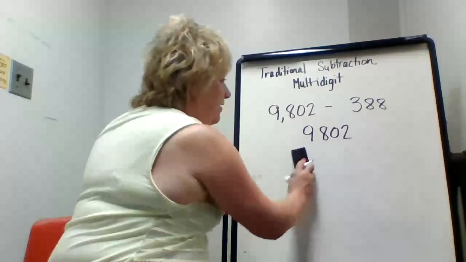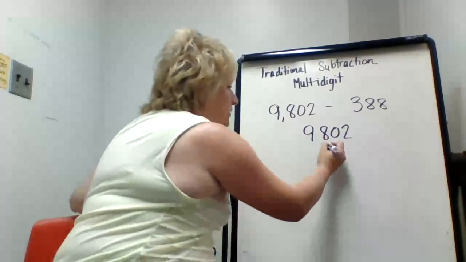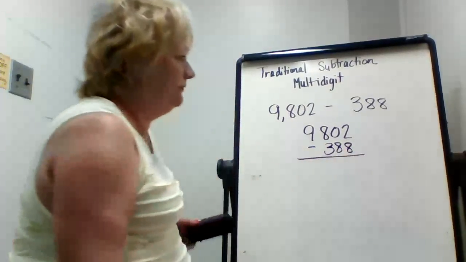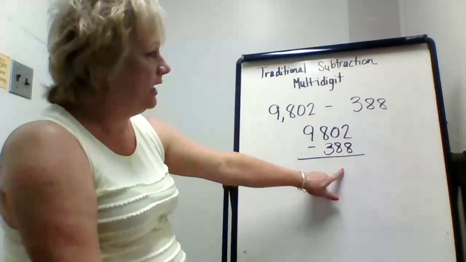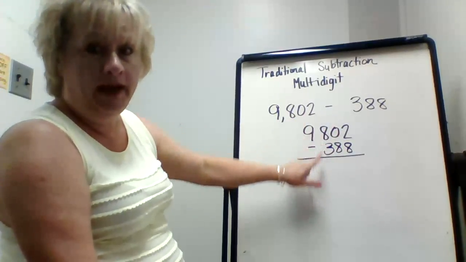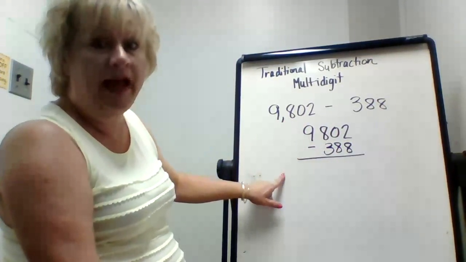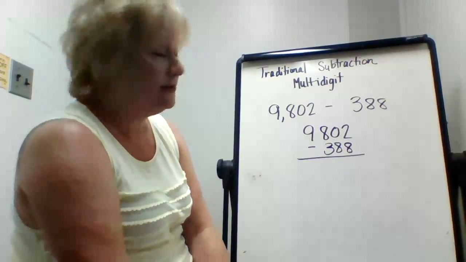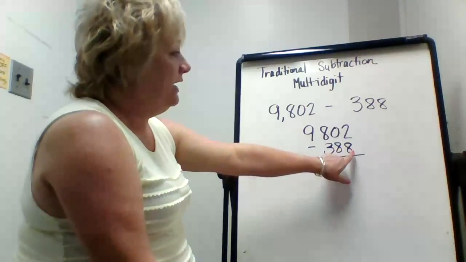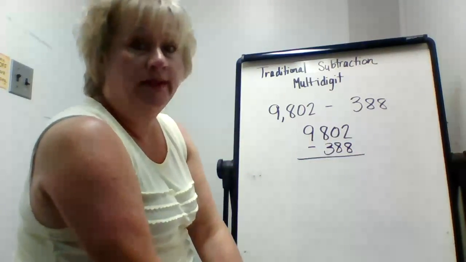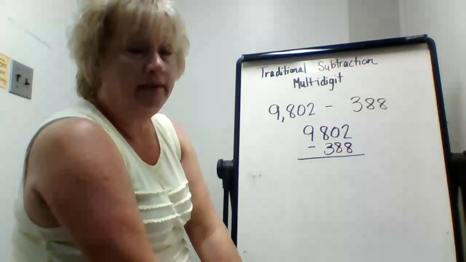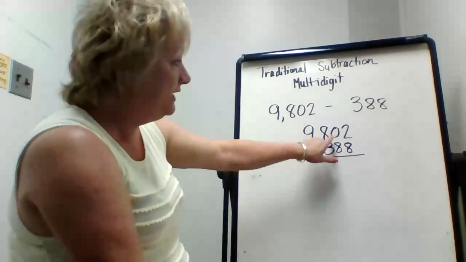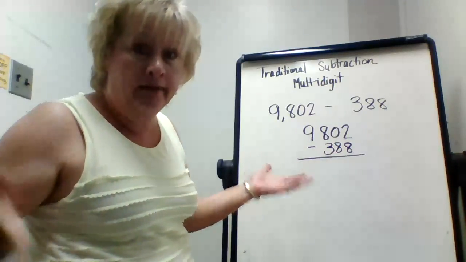So I'm going to take that off, and I'm going to put the 388 underneath. Now I have my ones column lined up, my tens column, my hundreds column, and my thousands column all lined up. Now I can successfully subtract. Okay, so I need to take 8 away from 2. I can't do that. I got to borrow. But look what happens when I go next door. There's 0 there. What am I going to do now?